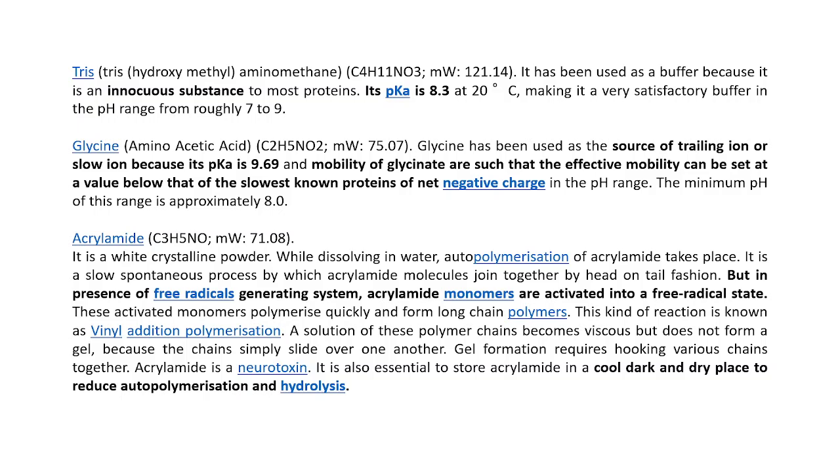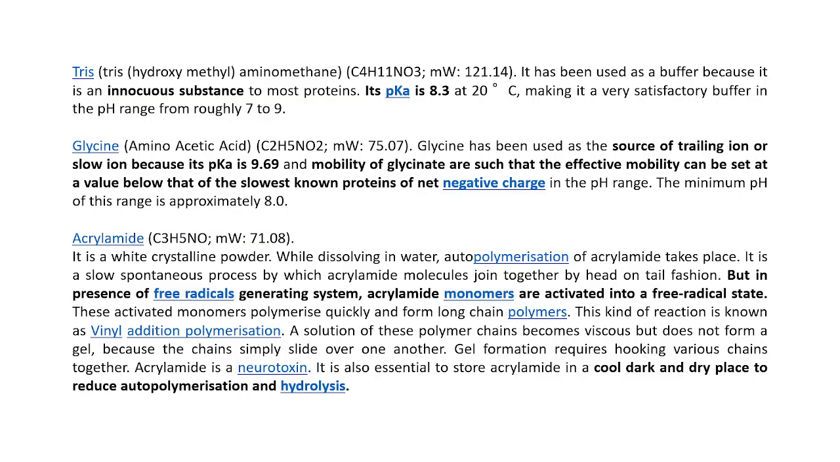Now we can also use Tris. It has been used as a buffer because it's an innocuous substance to most proteins, right? Its pK is 8.3 at around 20 degrees. Glycine is used as a source of a trailing ion or a slow ion because its pK is 9.69, and the mobility of the glycinate is such that the effective mobility can be set at a value below the slowest proteins of negative charge.